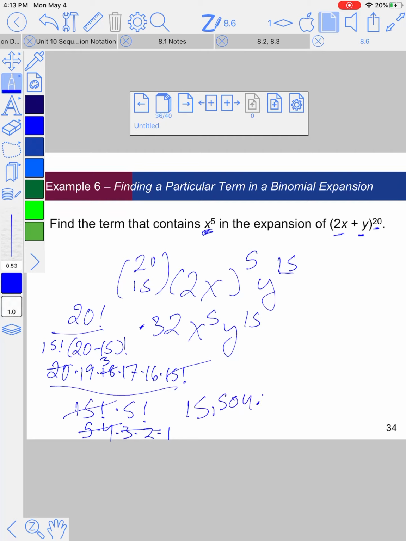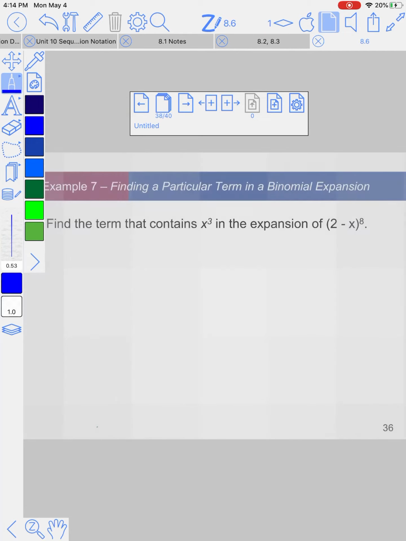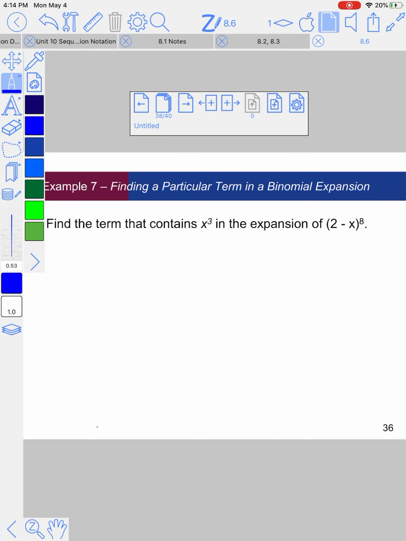So if you take 19 times 3 times 17 times 16, you get 15,504. And then you multiply that by 32, x to the 5th, y to the 15th. So multiply that by 32, and we get 496,128, x to the 5th, y to the 15th. Take a look. That's exactly what it is. Okay? We're good.